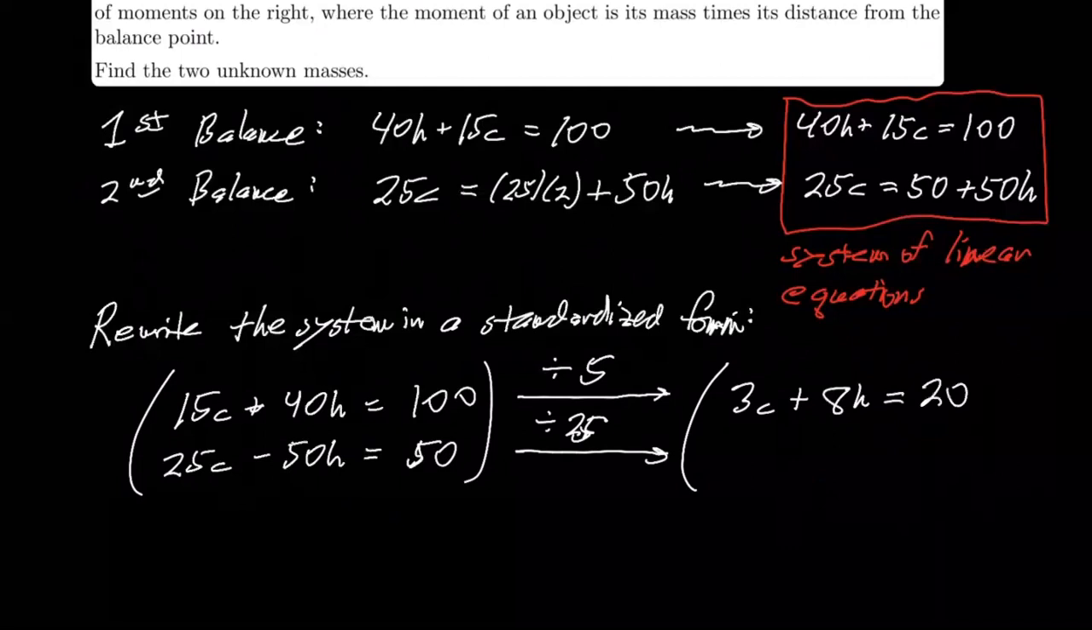And then we divide by 25, which doesn't really look like 25. Let me try to rewrite that, to get some better handwriting on this iPad. It still kind of looks like 25. Okay, and then if we divide through by 25, we get C minus 2H equals 2, right? Okay, so that's the first thing we've done.